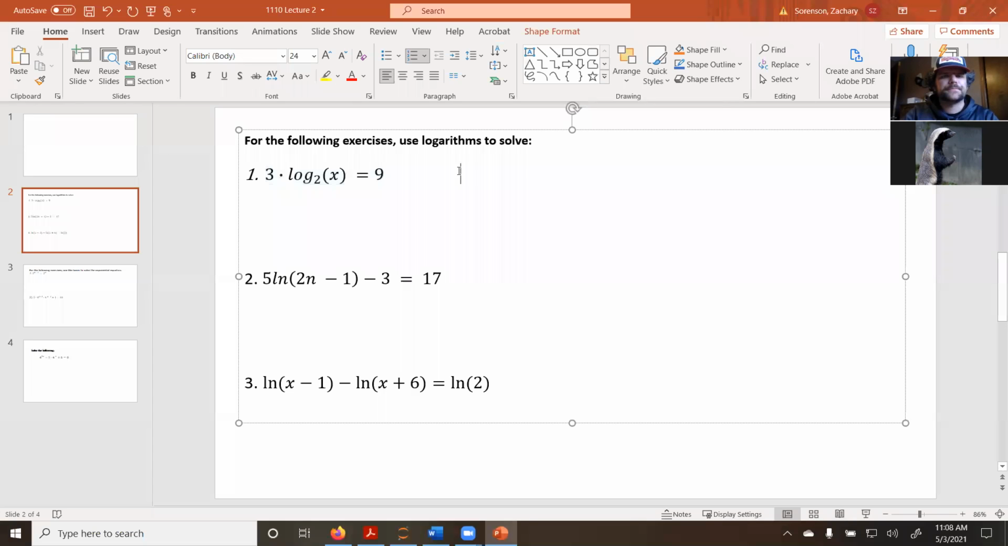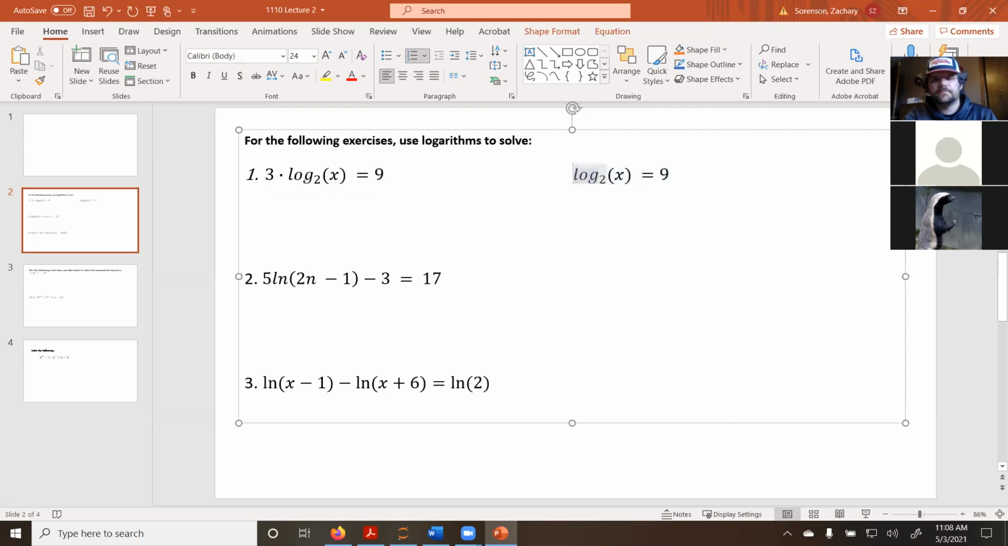Start my recording. So how do I get my logarithm by itself? Can you divide both sides by 3? Mm-hmm. Okay, what do we think my next step is? Convert to an exponential? Yep, and how do I do that?